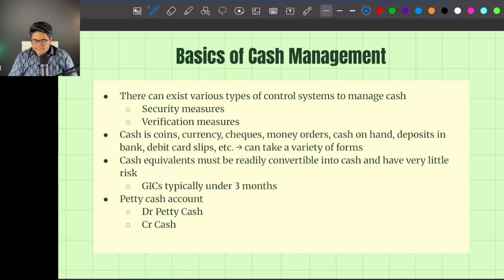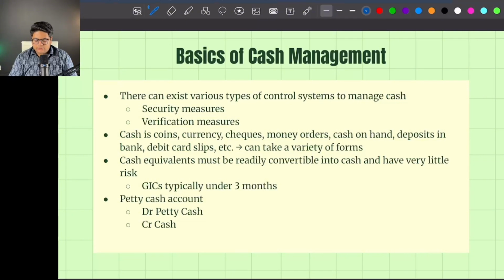And cash is loosely defined. It's defined as coins, currencies, checks, and money orders. You can have cash on hand, deposits in the bank, debit card slips, etc. They can take a variety of forms. I think it's pretty intuitive when something is considered cash.